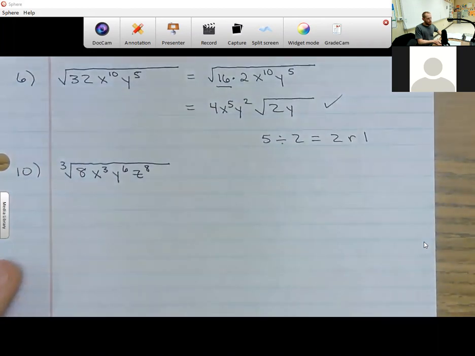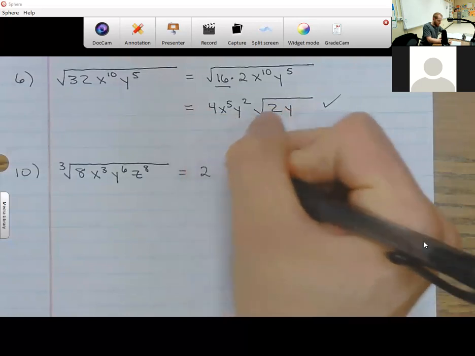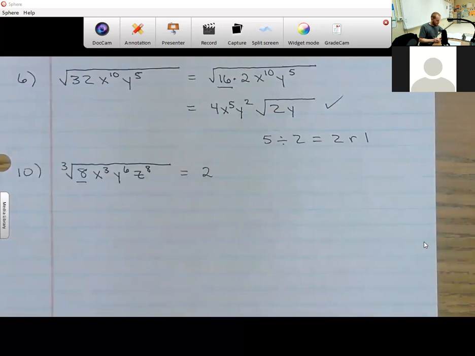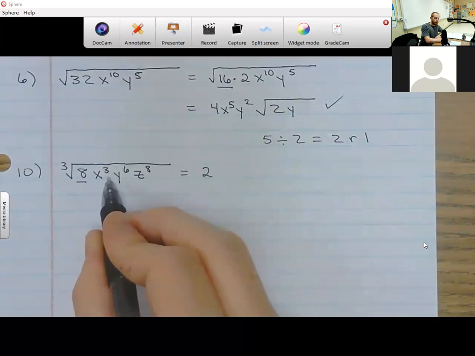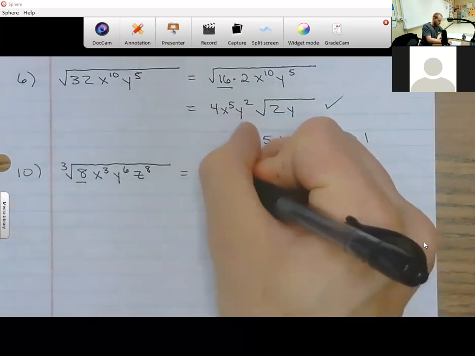Okay. What is the cube root of 8? Well, luckily, 8 is a perfect cube. We know that the cube root of 8 is going to be 2. So I can take this out as a 2. So far, so good. 8 is a perfect cube. I take it out as a 2. And now I divide all the exponents by 3. So what's 3 divided by 3? Wouldn't that just be 1? So we can take out 1x.